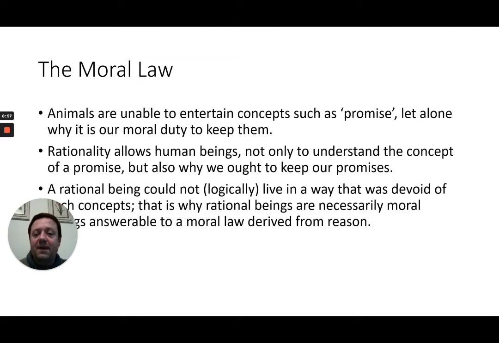So a rational being could not logically live in a way that was devoid of such concepts. It's part of being a rational being that we do keep promises, that there is such a thing as truth, that it is wrong to lie, because if lying occurred all of the time, the concept of truth would collapse, and of course then you're willing that other people lie to you. So this is why rational beings are necessarily moral beings, answerable to a moral law that is derived from reason.